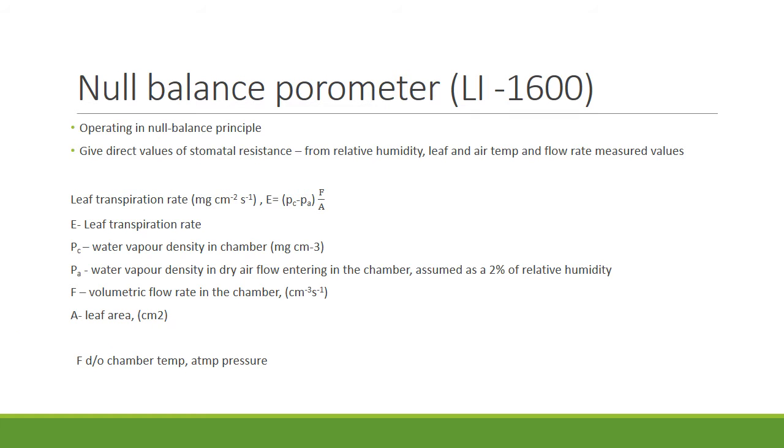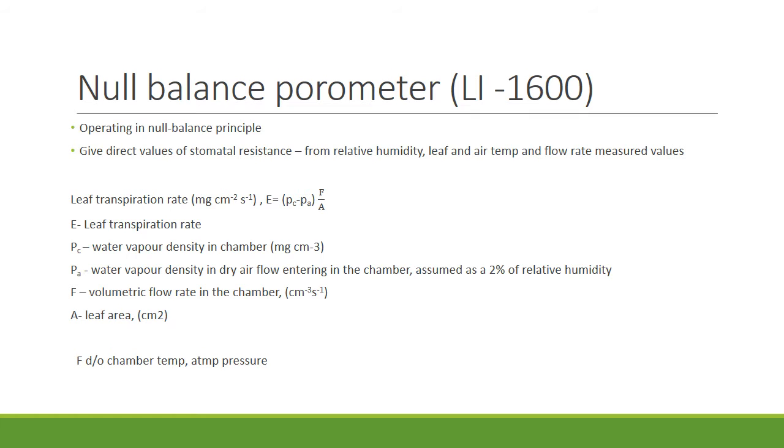The null balance porometer that we are using for measuring the transpiration is a Licor model 1600, a steady state porometer. It is a porometer operating on the null balance principle. According to this principle, the apparatus gives direct values of stomatal resistance calculated from the relative humidity, leaf and air temperature, and flow rate measured values. The equation used by the Li-1600 to obtain leaf transpiration rate is E.